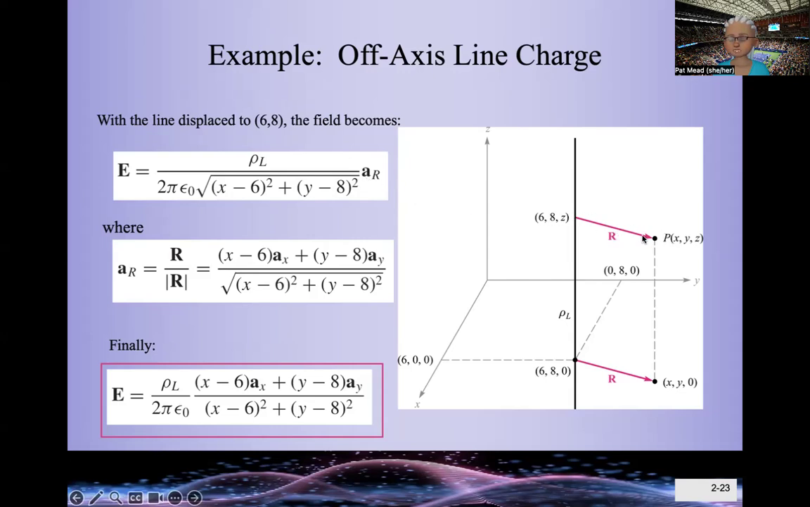And so you need to understand that this is going to depend on where your field point is. In order to know what this A sub R is, you have to know a little bit more about where your field point is. So that's another example of how you can use math and vector manipulations to make something a little more difficult and complicated easy.